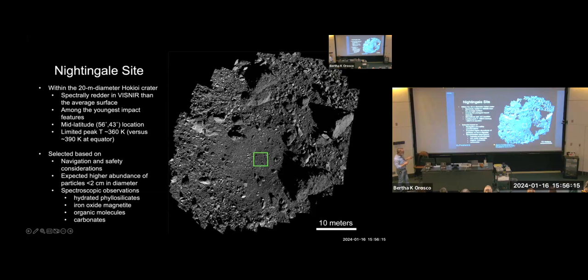From the spectroscopy, it had the mineralogy and chemistry we were hoping for, dominated by hydrated phyllosilicates. Those are clay minerals. They form typically through reaction on Earth, maybe with seawater and mantle rock. The iron oxide magnetite, which is also characteristic of aqueous environments. Lots of organic molecules, which feed that origins investigation and really were the driving motivation for the mission. And carbon in a mineral form called carbonates as well. So this is really what we expected to return.